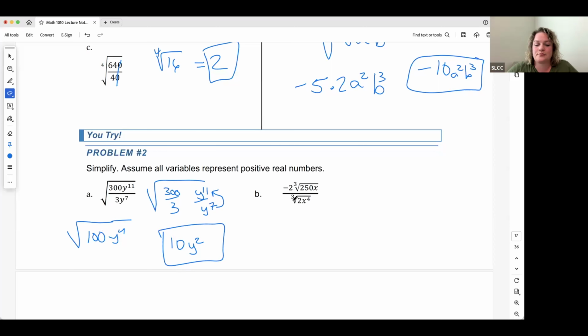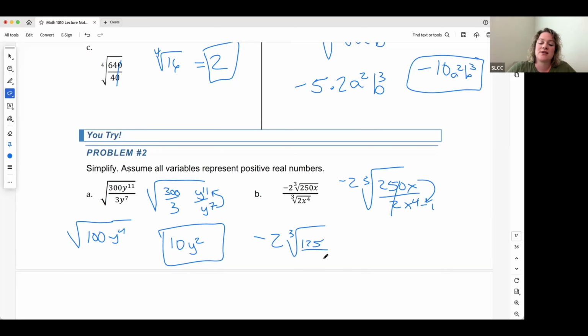Let's look at b. There's a -2 out front, so just leave that alone. And then I see these are both cube roots, so let's mash it together and see if we can simplify. So 250x divided by 2x to the 4th. 250 divided by 2 is 125, so I've got the -2, and then I have the cube root of 125, and then move the smaller number and change the sign, so I will subtract 1 down here in the denominator, which leaves me with x cubed.